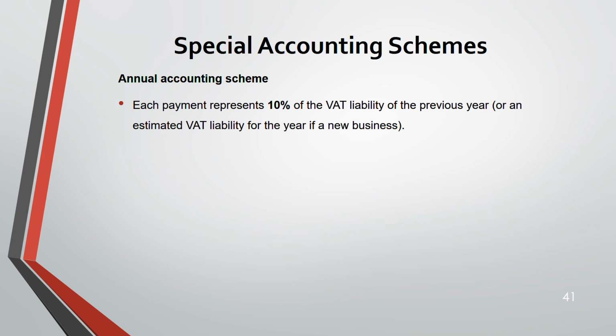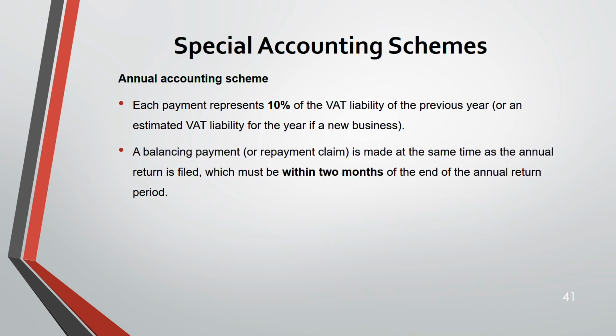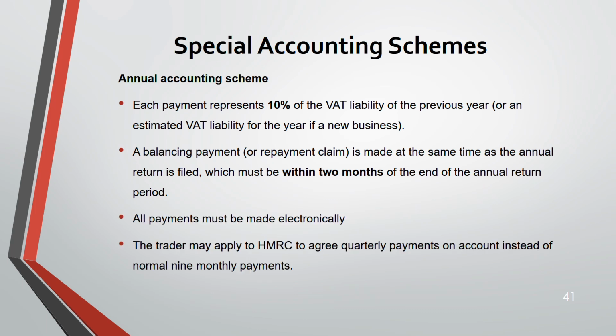Each payment represents 10% of the VAT liability of the previous year, or an estimated VAT liability for the year if a new business. Okay, a balancing payment or a repayment claim is made at the same time as the annual return is filed, which must be within 2 months of the end of the annual return period. All payments are made electronically. A trader may apply to HMRC to agree quarterly payments on account instead of the normal 9 monthly payments.